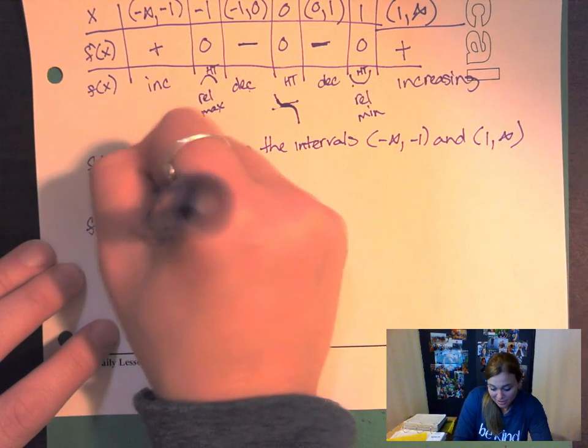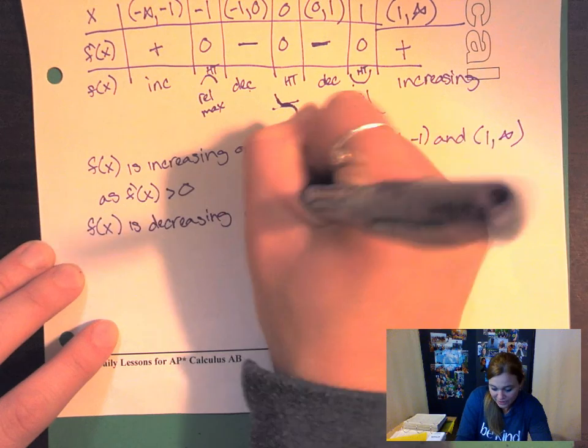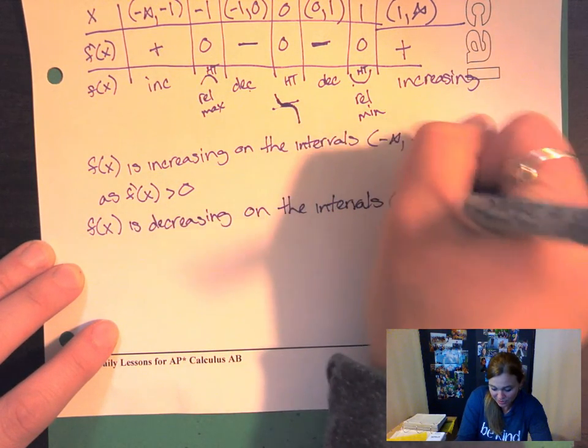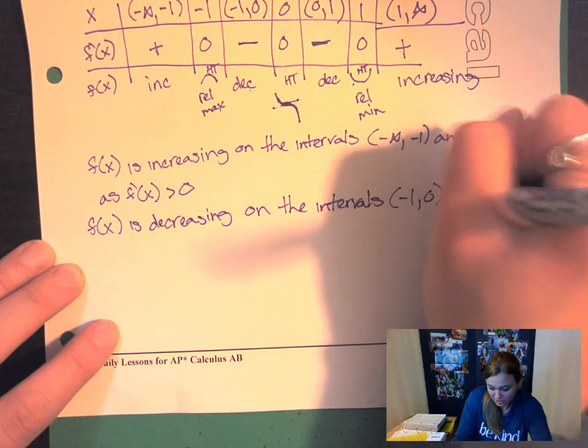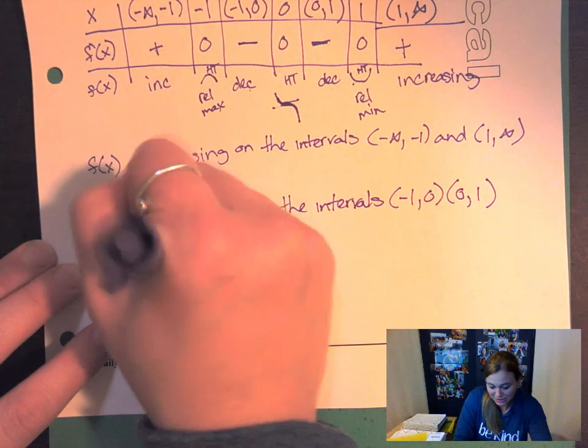You try it. On the intervals, and I'm actually going to stop where it says stop. So negative 1 to 0, 0 to 1. And the reason is as f prime of x is less than 0.